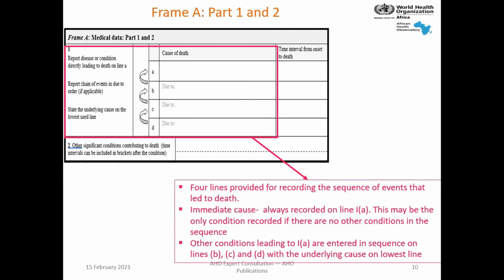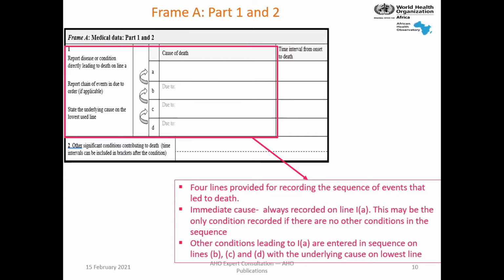The immediate cause, and the other conditions leading to the immediate cause, are entered in a sequence on lines B, C, and D. Always, the last filled line is the underlying cause of death. Of course, the same criteria that I explained also apply.